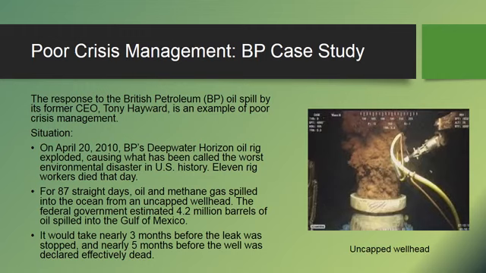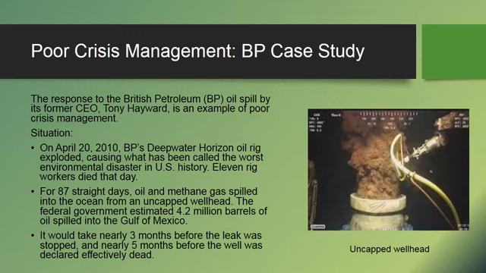of poor crisis management. For those of you who may not remember this happening, on April 20th, 2010, BP's Deepwater Horizon oil rig exploded, causing what has been called the worst environmental disaster in U.S. history. And 11 rig workers died that day. For 87 straight days, oil and methane gas spilled into the ocean from an uncapped wellhead, and there's a picture of that on the right hand side.